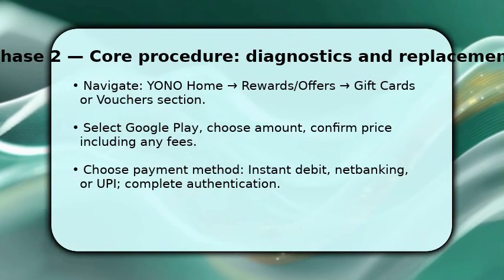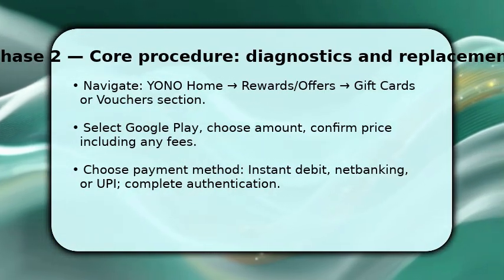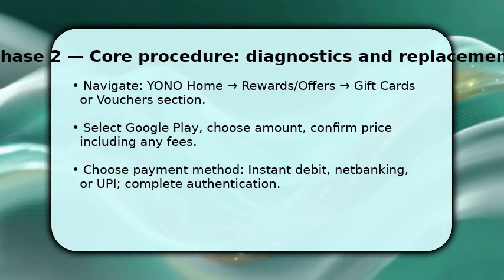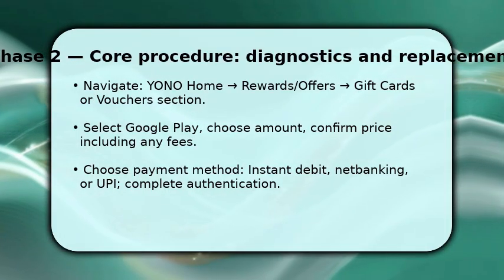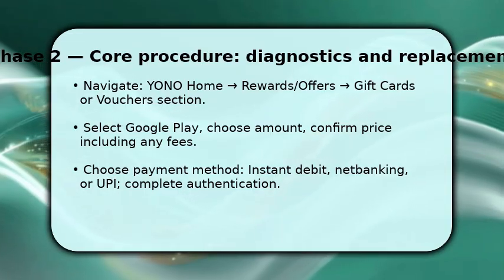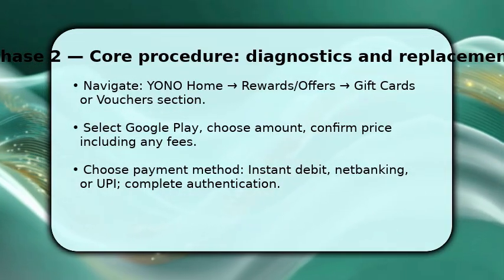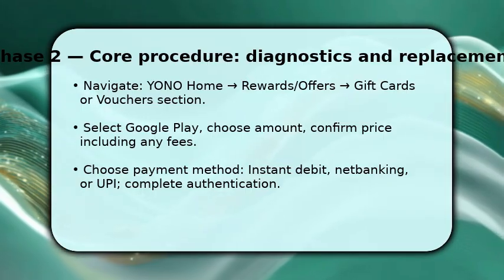Once done with login, go to Yono Rewards or Offers page and open the gift cards or vouchers section. You want the Google Play option. Select the desired denomination because Google Play codes are fixed amounts. Then check the final payable amount, taxes, or fees.